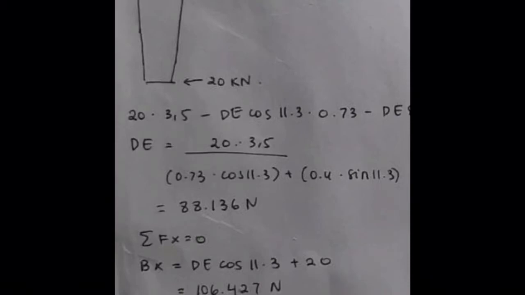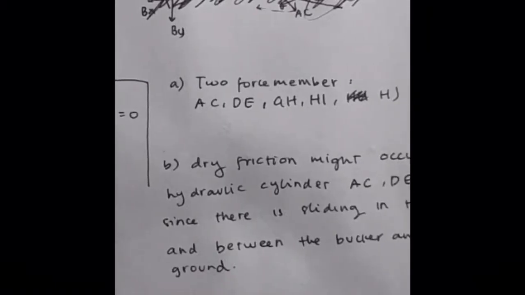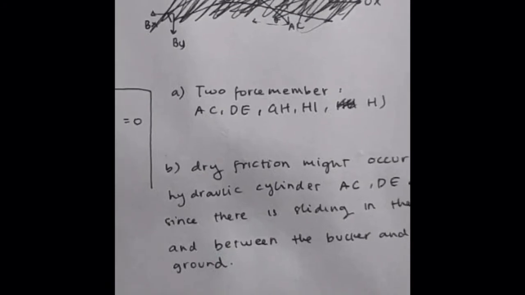Bx will be like this from the Fx equation. Sigma Fx equals 0, and then we can calculate Bx is 106.42. From the equation Fy equals 0, we can calculate By, and By will be 70.27.